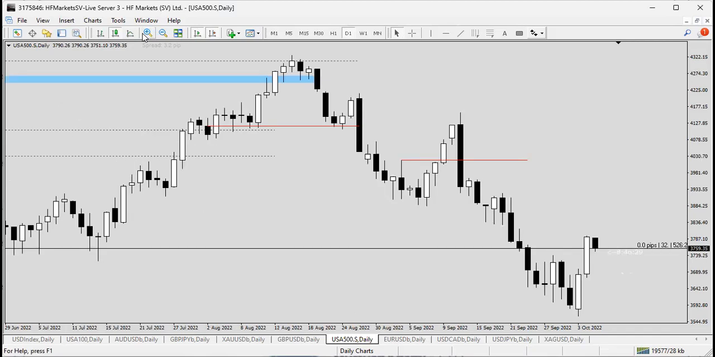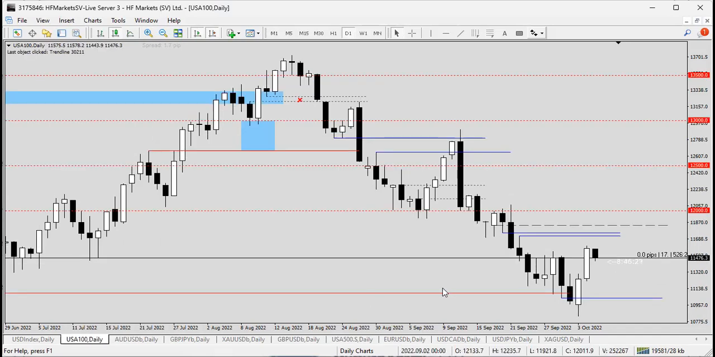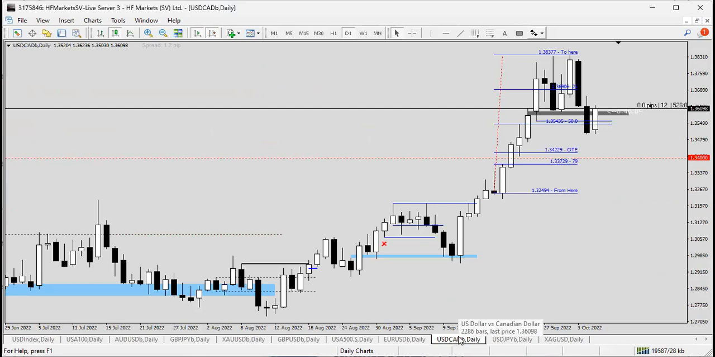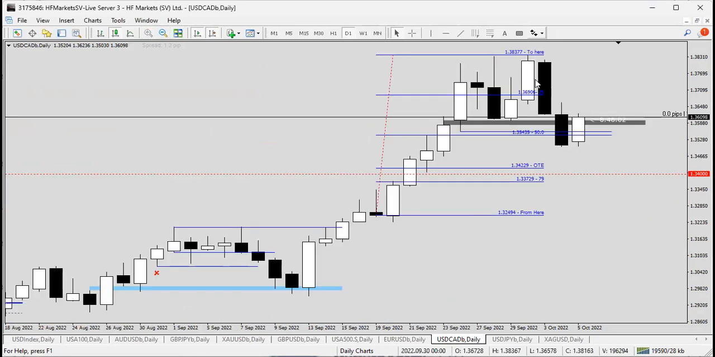Funny how I don't have anything marked up on this. Probably because it's the same thing as NAS, same structure, looking for that imbalance. EU, same idea. Imbalance. Here's a good candle there. So let's see, we have 2 minutes before the news. News in 1.5 minutes.